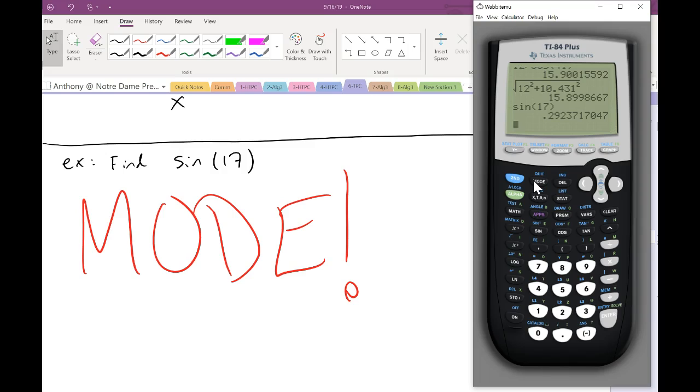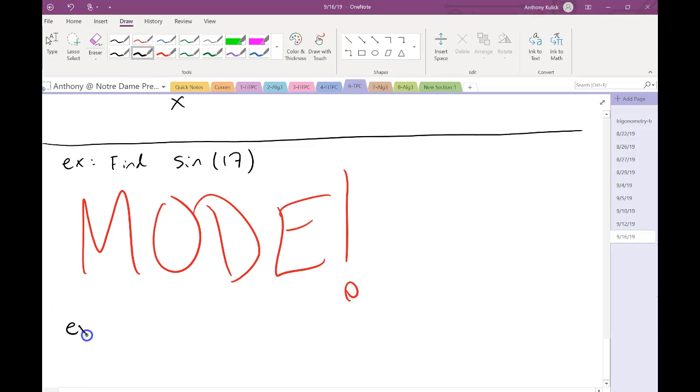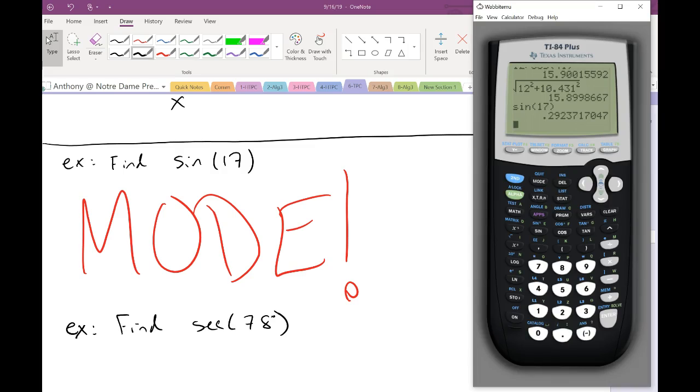Everybody feel comfortable about changing the mode on their calculator between degrees and radians? Okay. What if I wanted to, say, find secant of 78 degrees? Is there a secant button on our calculator? I don't see one, right? So how am I going to type in secant onto my calculator? I'm going to use the reciprocal of cosine, exactly right.